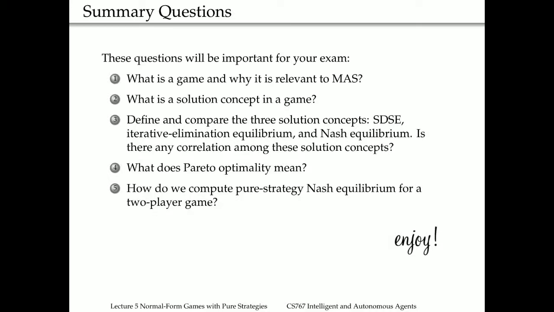Although right now, if we just focus on this very simple static game scenario, it still seems to be quite preliminary. And what is a solution concept in a game? We've defined a number of solution concepts, namely strict dominating strategy equilibrium, iterative elimination equilibrium, and Nash equilibrium. What are the correlations among these solution concepts? What does Pareto optimality mean? And how do we compute these equilibria? In particular, how do we compute pure strategy Nash equilibrium for a two-player game?